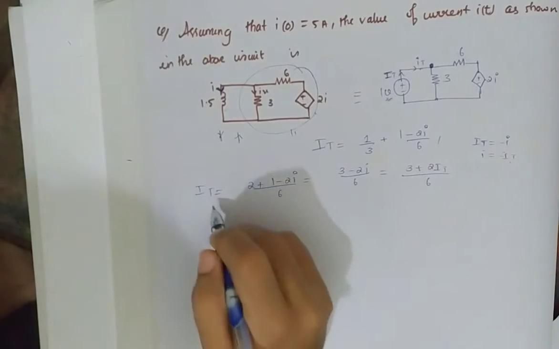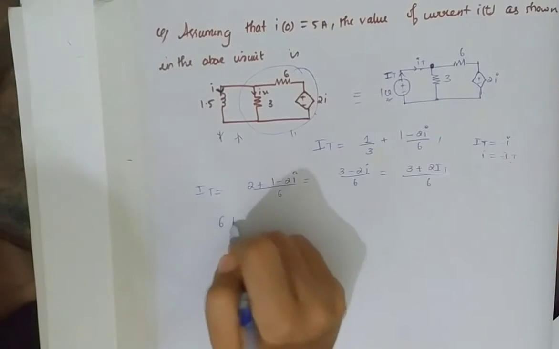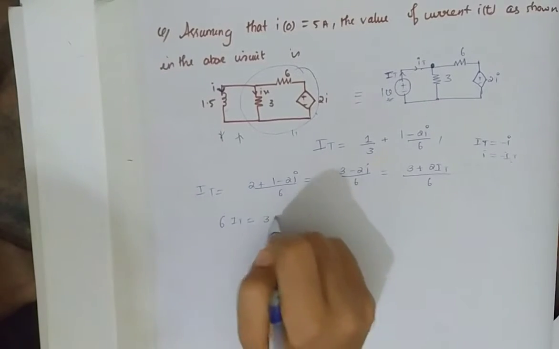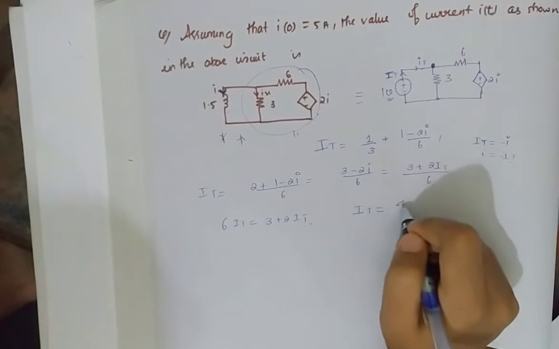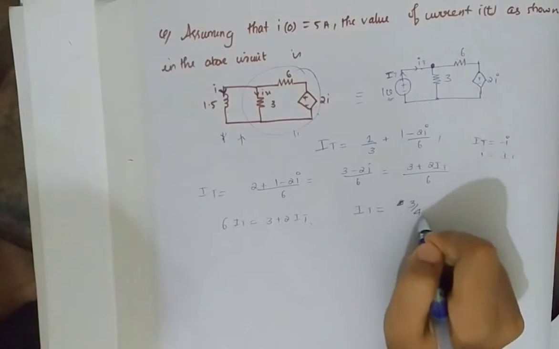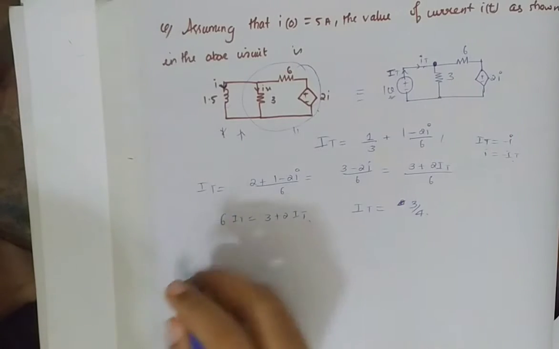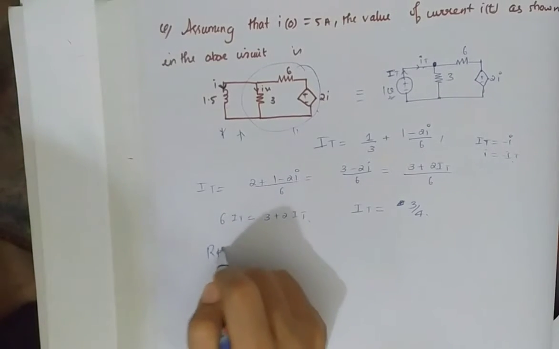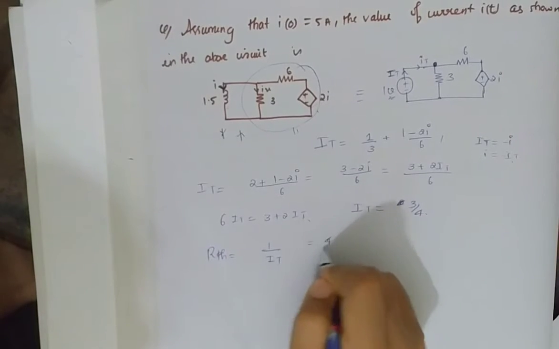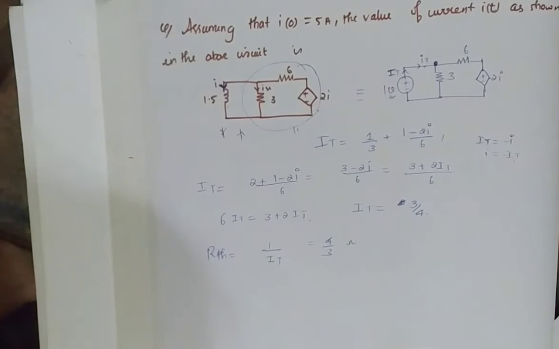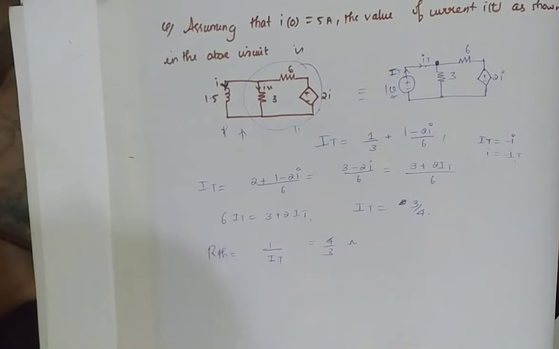Okay, and we'll cross multiply. We'll get 6 IT is equal to 3 plus 2 IT. That is IT is equal to 3 by 4. Okay, we got 3 by 4. And to find out our RTH, RTH is equal to 1 divided by IT, that is equal to 4 divided by 3 ohm. Okay, we got RTH is equal to 4 by 3.